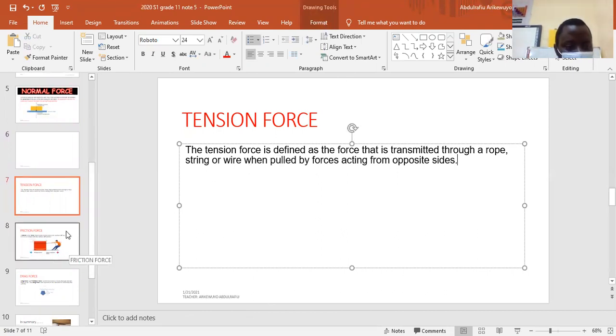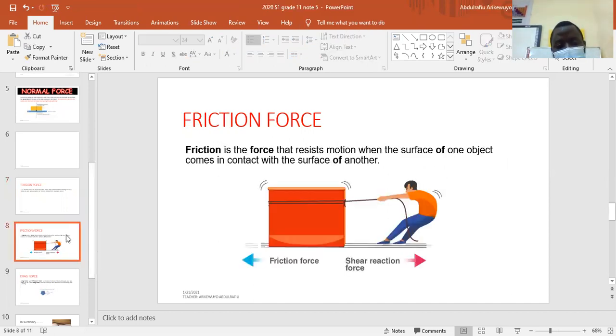All right, so let us go to another type of force that is very interesting. This is called a friction force. And I'm sure this is not the first time you will be learning about a friction force. A friction force is the force that resists the motion when a surface of one object comes in contact with the surface of another object.